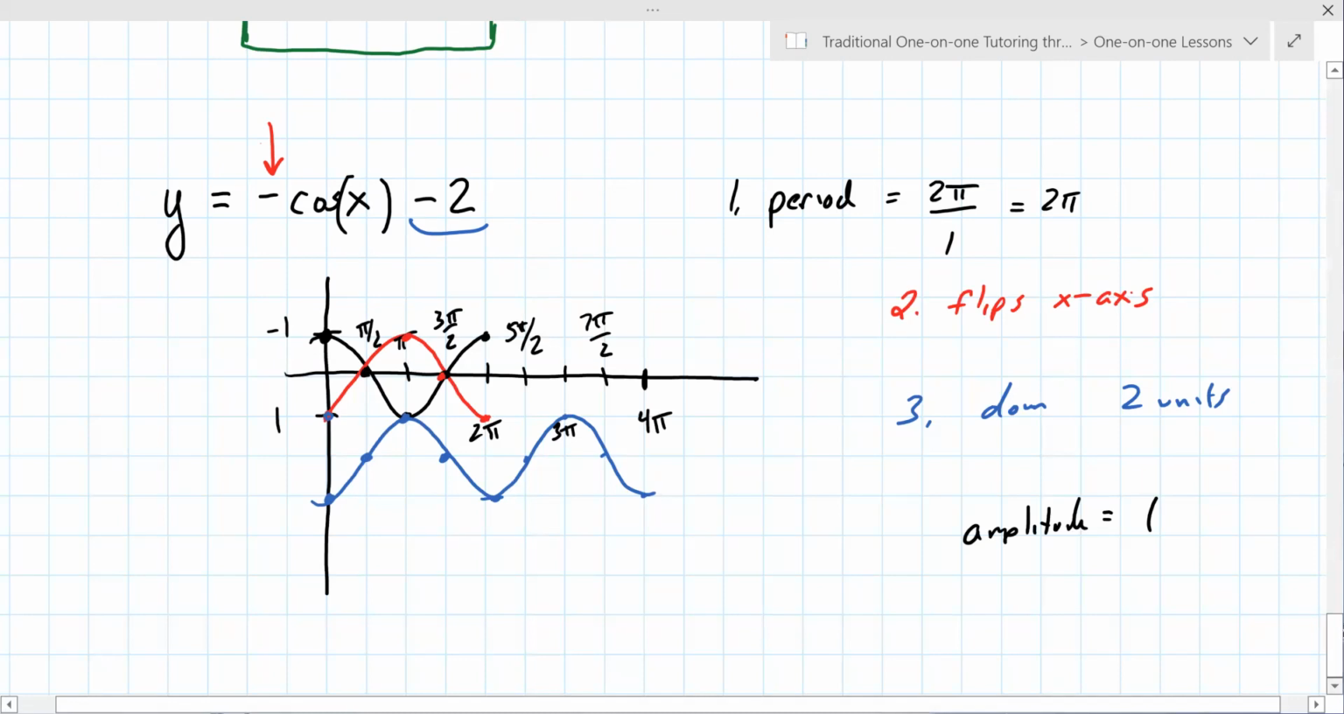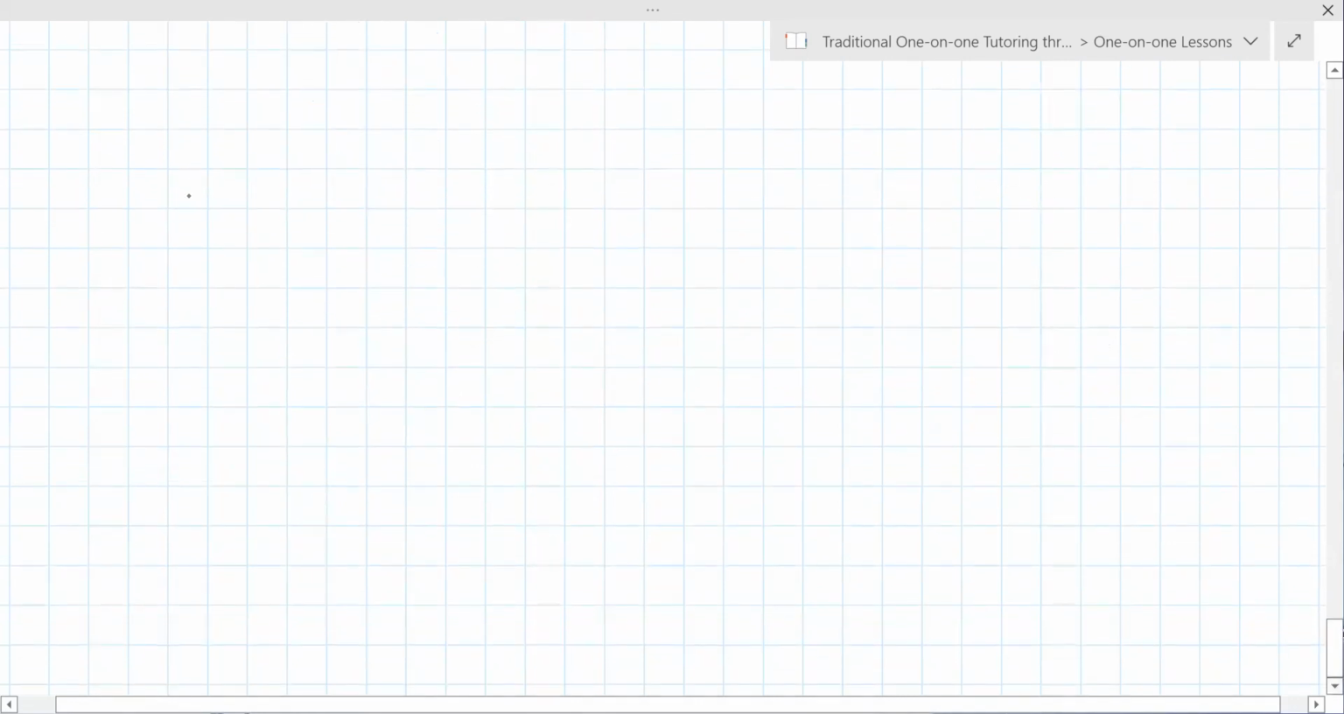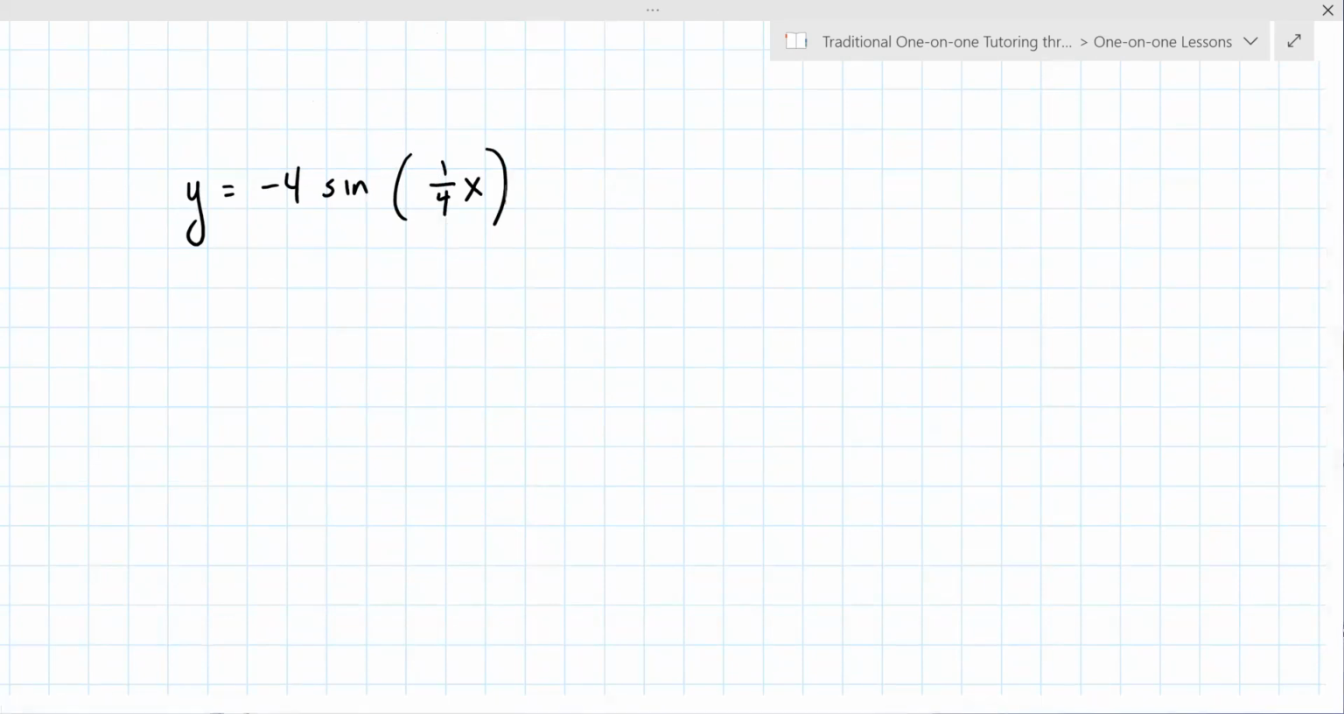All right. You ready to try one on your own? Yeah. Okay. Let's go y equals -4 sine 1/4 x, like that. And please ask me questions as you go, if you have any. I'm going to graph this in another window and snip it in.